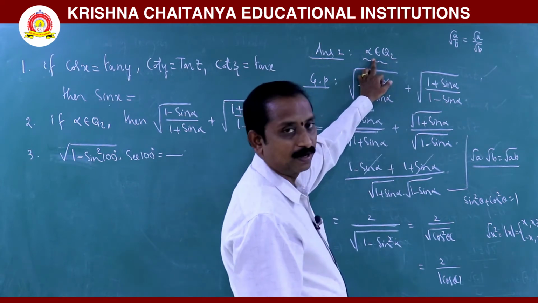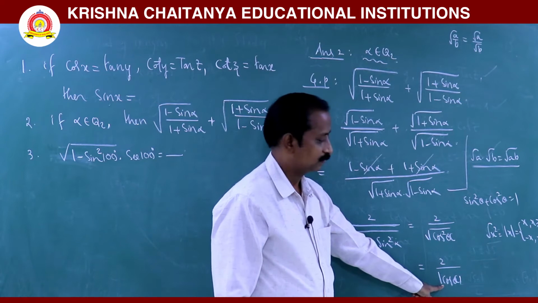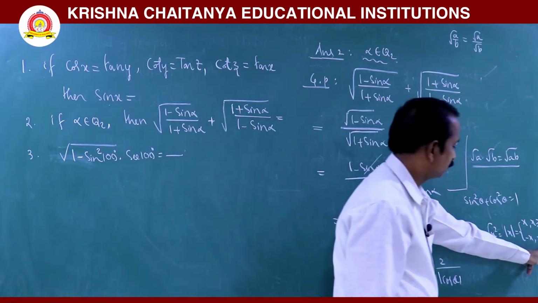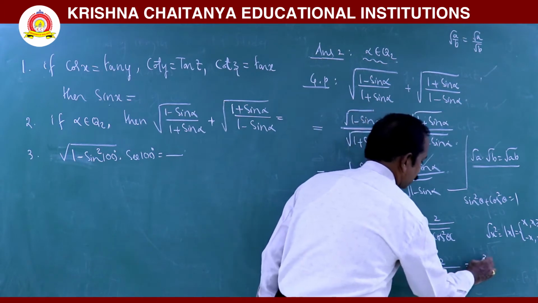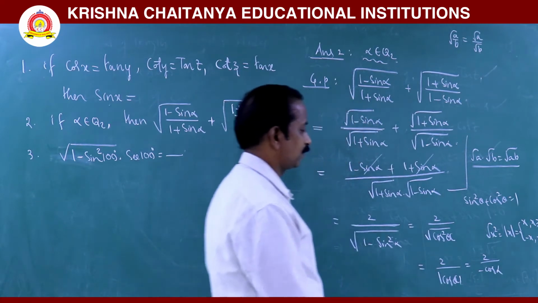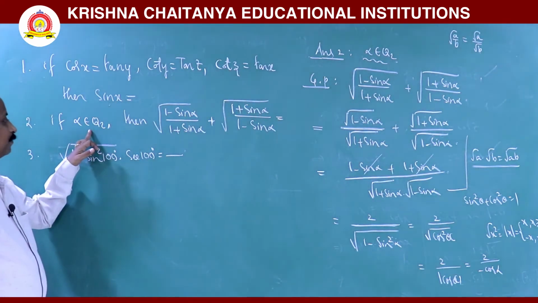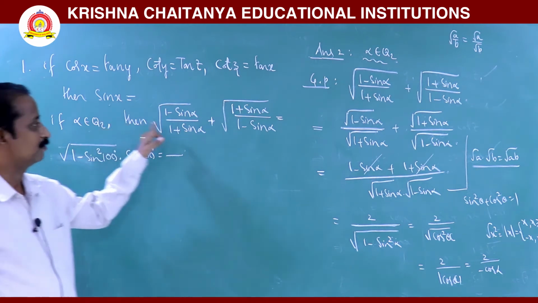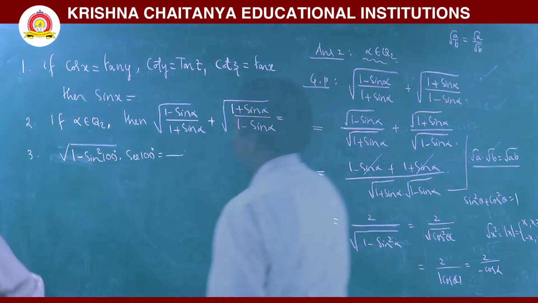Alpha belongs to which quadrant? Second quadrant. In the second quadrant cos is negative. So for x less than 0, mod x is nothing but minus x. So the answer is 2 by minus cos alpha. Therefore the total answer is minus 2 by cos alpha. So alpha belongs to the second quadrant, and the value of this problem is nothing but minus 2 by cos alpha.